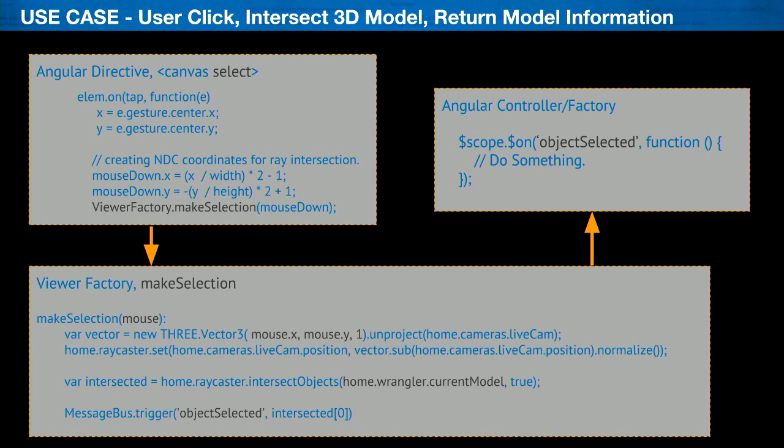All right, so use case. Let's say a user clicks on the canvas element. The canvas element has the WebGL layer in it. And then you want to figure out whether or not that's intersected with the actual scene or an object in the scene. So in this case, we have a select element on the canvas, and essentially it takes a tap, which is a Hammer feature, or a click, and takes those mouse coordinates, converts them to what they call normalized device coordinates, NDC coordinates, and then passes those coordinates into the make selection function.